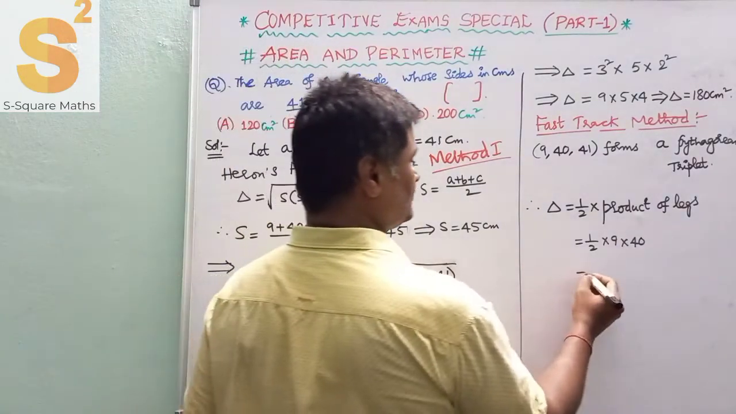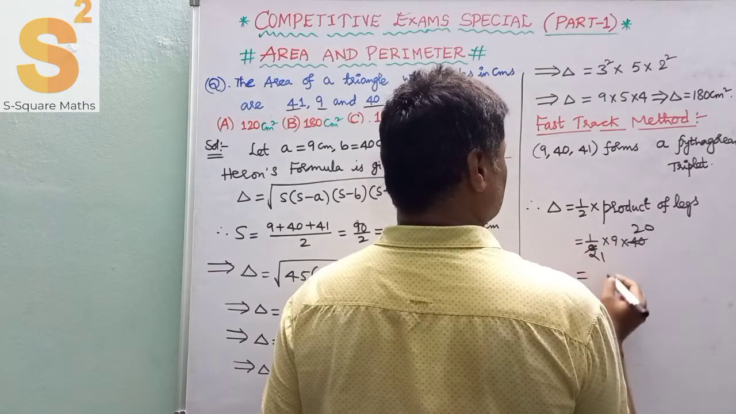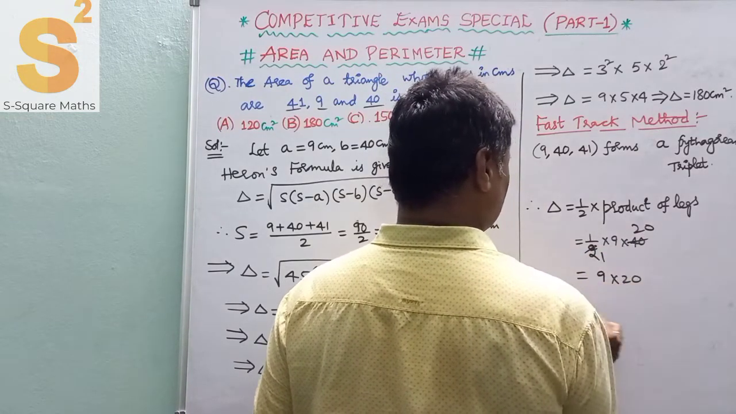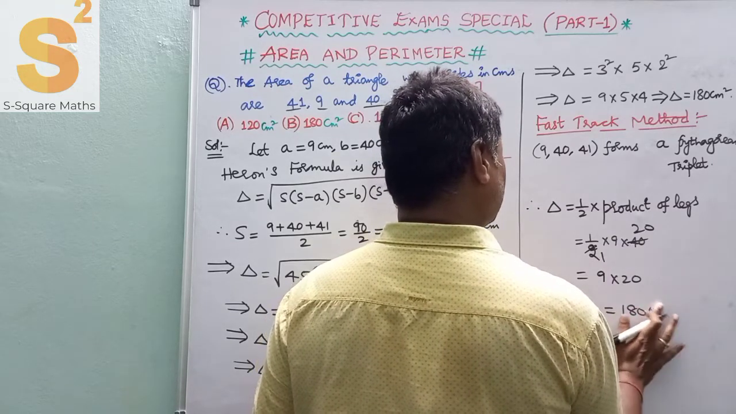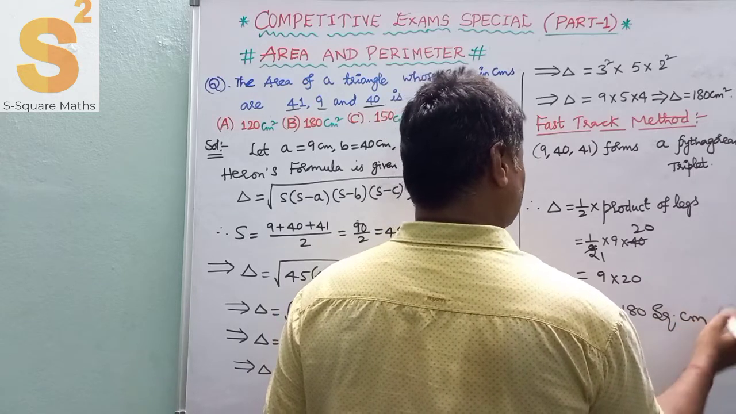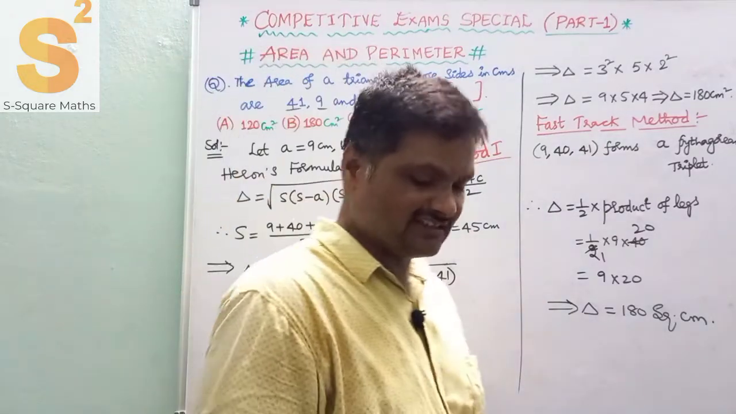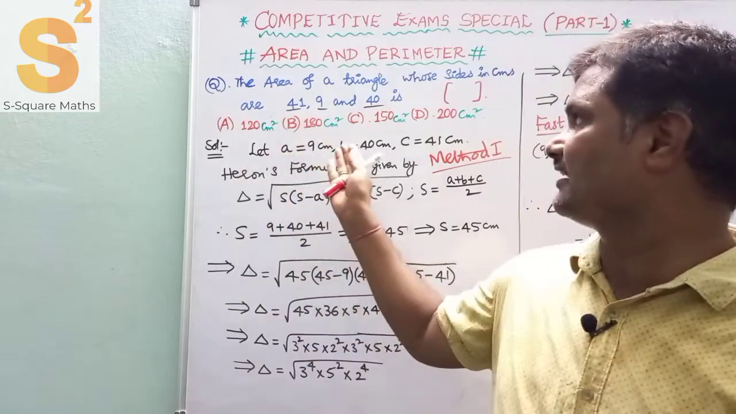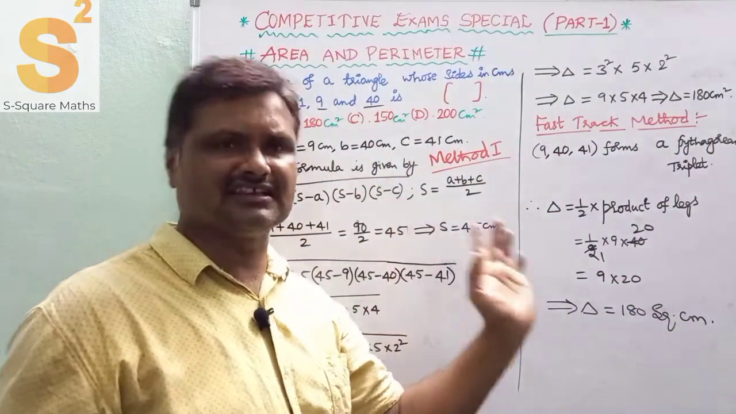So 2 ones and here it is 20s. Finally I can write 9 into 20, which gives you the area of the triangle as 180 square centimeters. So this is nothing but finding the area of the right angle triangle. Here it is a scalene triangle, and after deciding it forms a Pythagorean triplet, the sides of a right angle triangle, this is the process.